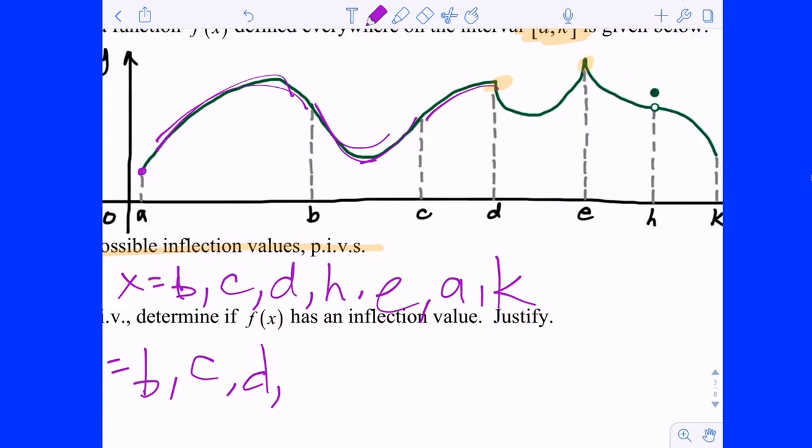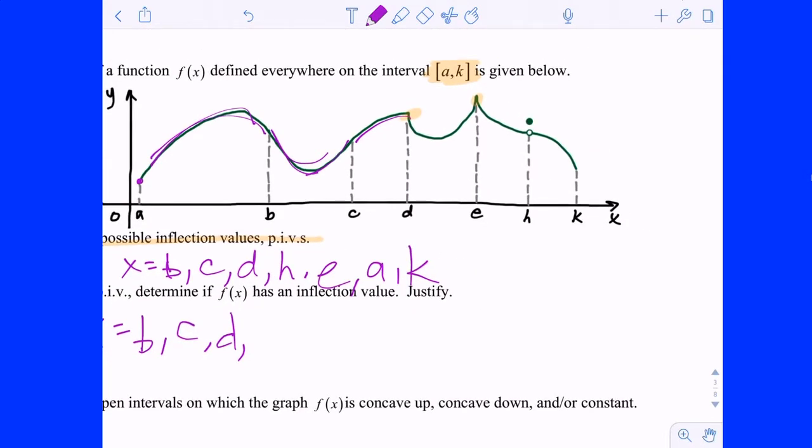How about E? No. E is not an actual inflection value. Concave up on the left, concave down on the right? No, that would make it. Yeah. Concave up, concave up. There you go. So no, sorry, E. What about H? K's out. We already know that. What about H?